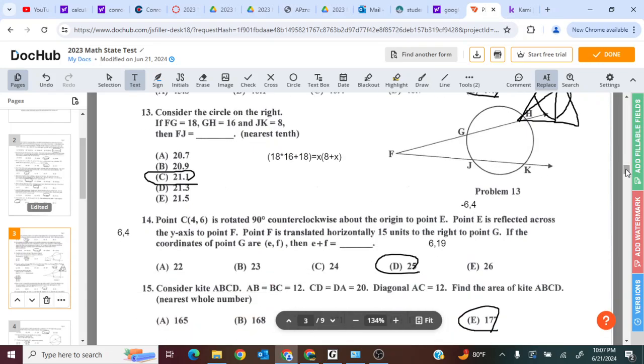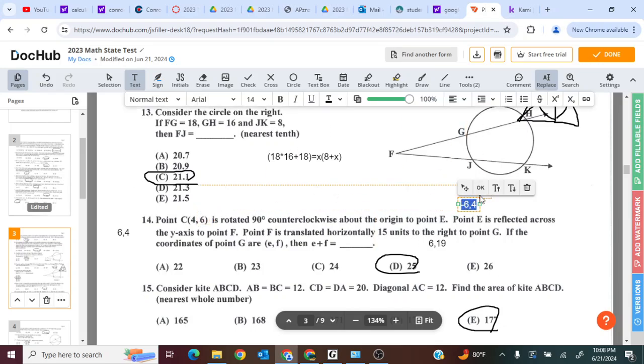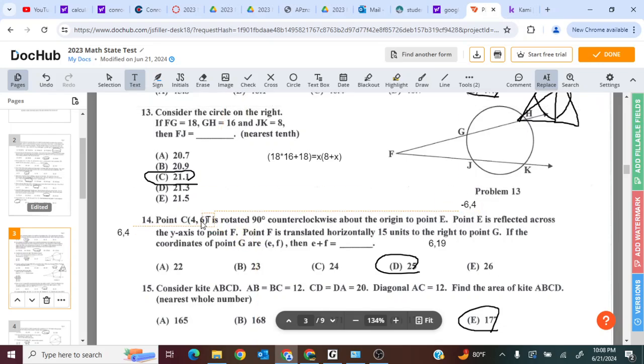Point C is rotated 90 degrees counterclockwise to point E. Point E is reflected across the y-axis, point F. And point F is translated 15 units to the right. What is the coordinates of point G, basically? So if you're rotating 90 degrees counterclockwise, that means you flip your numbers and make the first one negative, so negative 6, 4. And if you kind of map it out in your head, you can kind of prove that. That's how I did it, instead of just memorizing flip and then make negative.